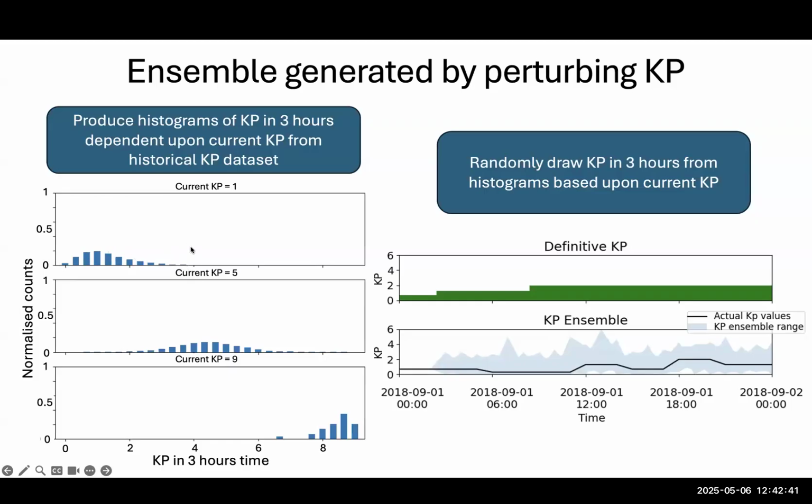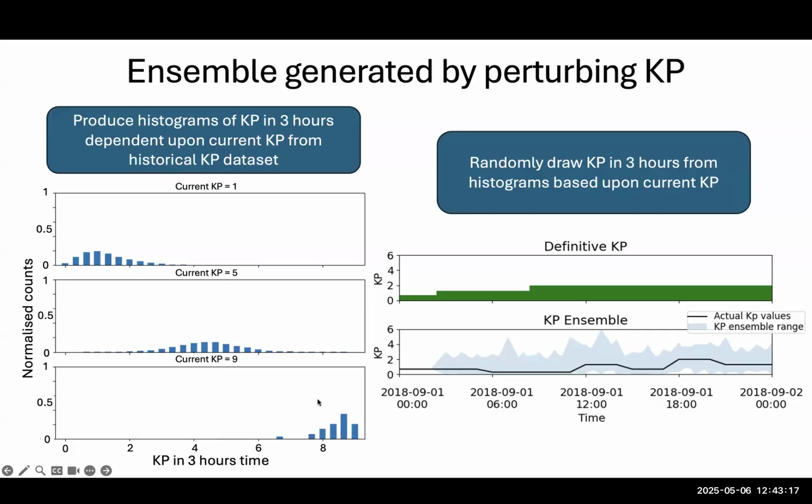So there's a very low chance of it going above 4. Whereas when KP was 5, any KP value was possible in 3 hours' time, and it was far more Gaussian than KP 9, which is far more skewed, as I mentioned, albeit not as far. You're still getting high KP in 3 hours' time.